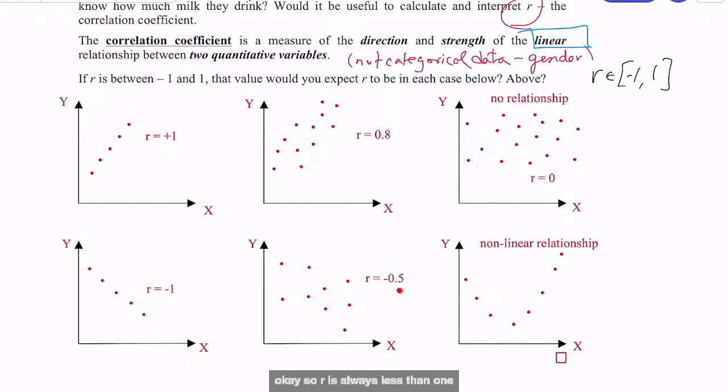Okay, so R is always between -1 and 1. And these are the best you can do in either direction. Now there's these two other possibilities. This is an example of R equals 0, where there's no relationship.